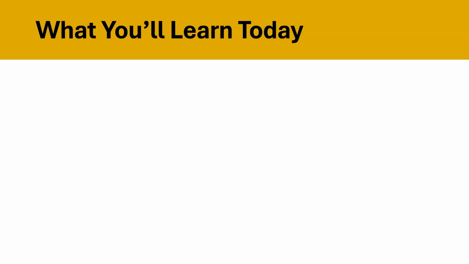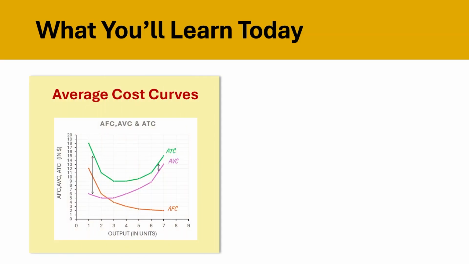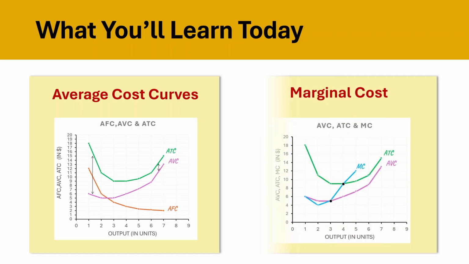So here's exactly what we will do today. First, we will understand the average cost curves, AFC, AVC, and ATC, their formulas, their shapes, and the reasons examiners look for. Then we will focus on marginal cost, how it is calculated, and its behavior in relation to AVC and ATC. In the short run, firms look at average costs, the cost per unit of output.